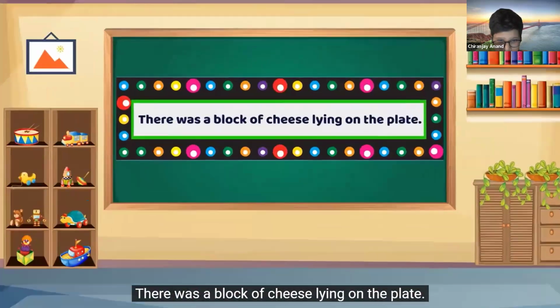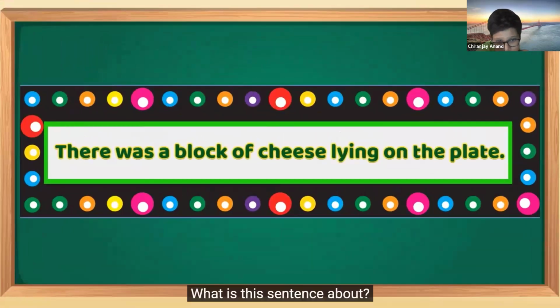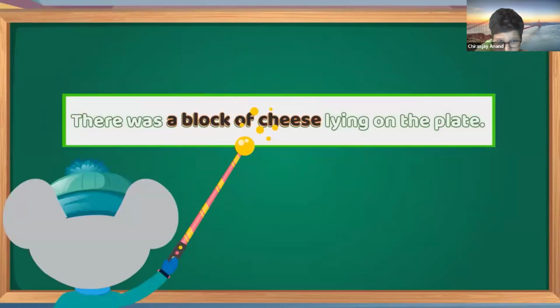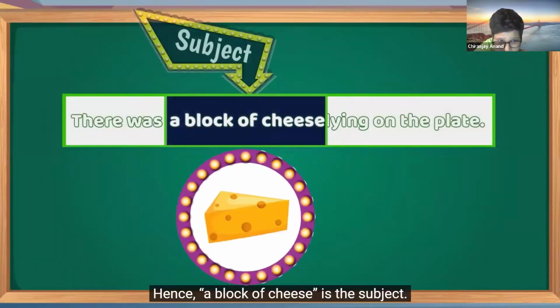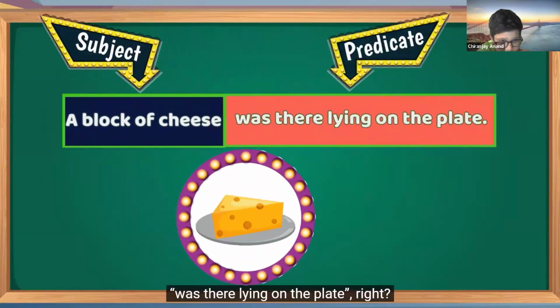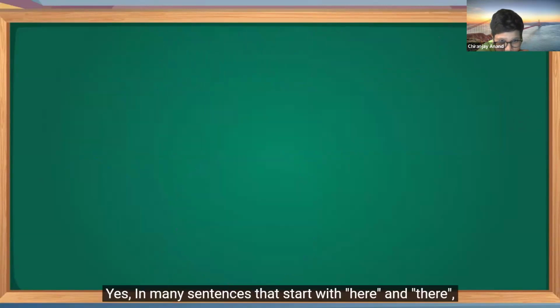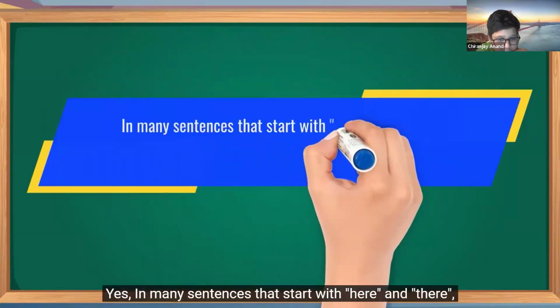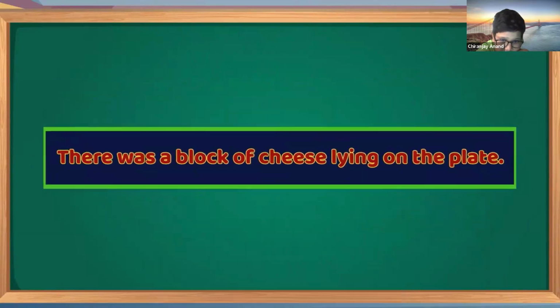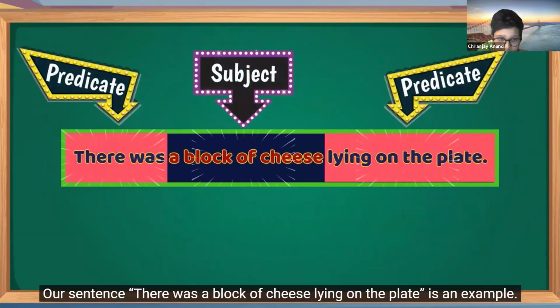There was a block of cheese lying on the plate. What is this sentence about? It is about a block of cheese. Hence, a block of cheese is the subject, and the predicate is "was lying on the plate," right? Yes. In many sentences that start with "here" and "there," the subject comes after the predicate. Our sentence, "There was a block of cheese lying on the plate," is an example.